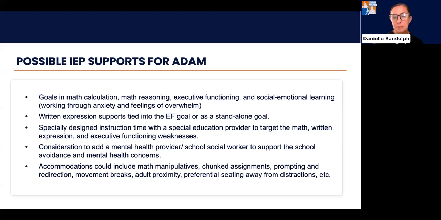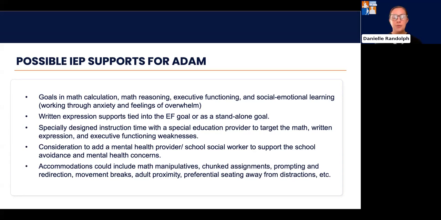So what are some possible IEP supports for Adam? If this were a student that I was working with, here are some things that I would advocate for. So I would definitely push for goals in math calculation and math reasoning. In my opinion, that is kind of a slam dunk, if you will. Again, the nonverbal cognitive skills corresponding with the math skills that were below average and well below average. And so that would be easy enough for us to get those on an IEP.